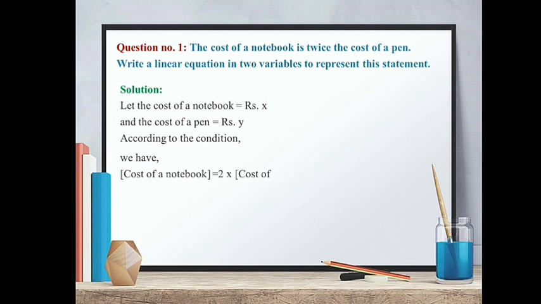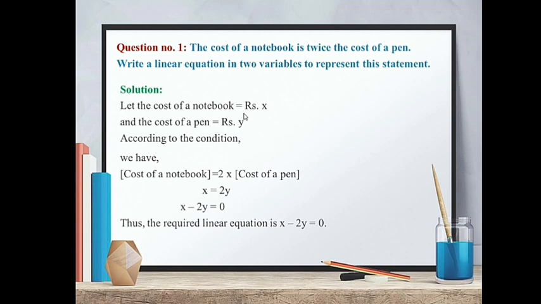So one by one we will check, that is let the cost of a notebook equals to rupees x. Here the cost of a notebook and the cost of a pen both not given, so we will take the cost of a notebook as rupees x and the cost of a pen as rupees y. Then according to the condition, what is given condition? Here the condition is given, the cost of a notebook is twice the cost of a pen. It means we can write it as cost of a notebook equals to 2 into cost of a pen, as it is given cost of a notebook is twice the cost of a pen.